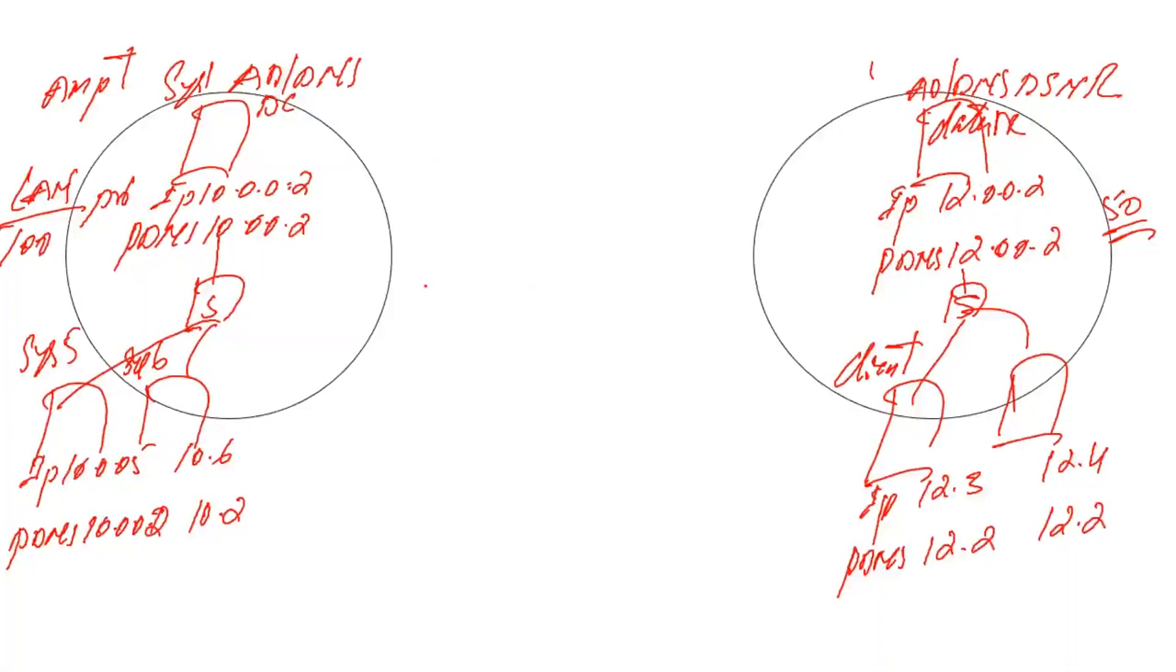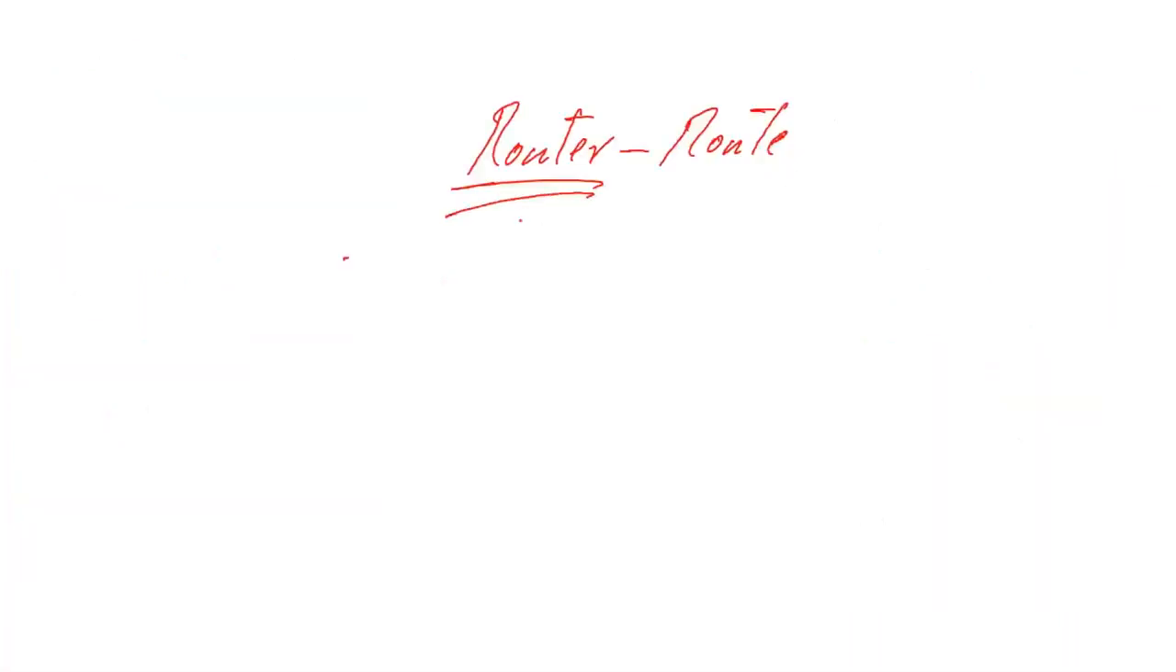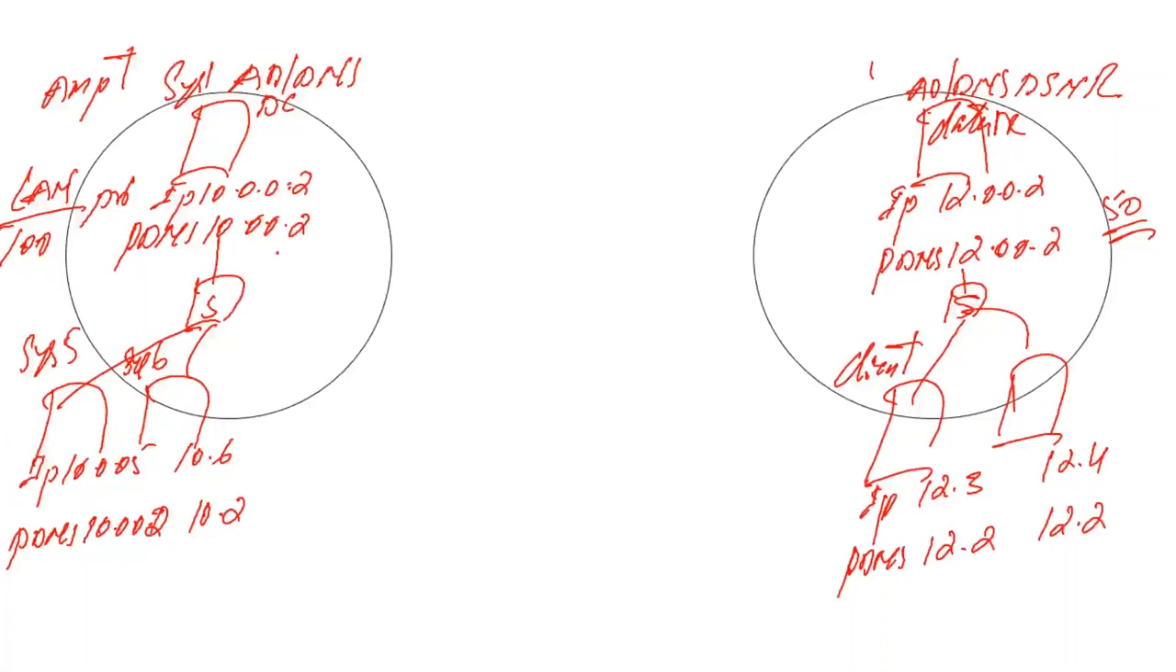We require a router. But the question is, how many routers do we require here? We need a router, but how many? We have two LANs. One is in Amirpet, one is in Dilsunnagar. So if you want to connect these two LANs, how many routers do we require? One router is enough.